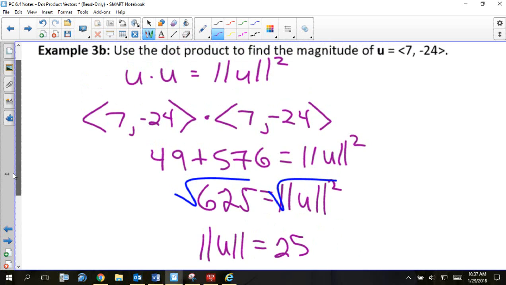And we get the magnitude of u equals 25. If you look carefully, those steps, even though I did it using the dot product, should look exactly the same as doing the magnitude using the distance formula. You just square the 7, square the -24, add them together, and square root the answer.